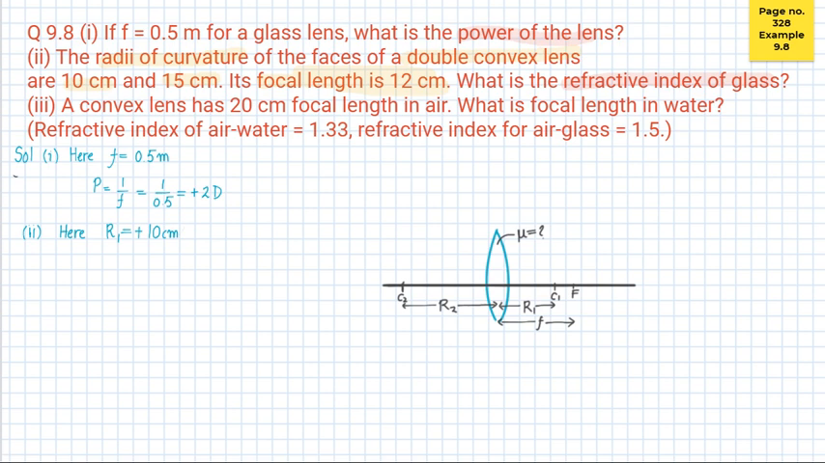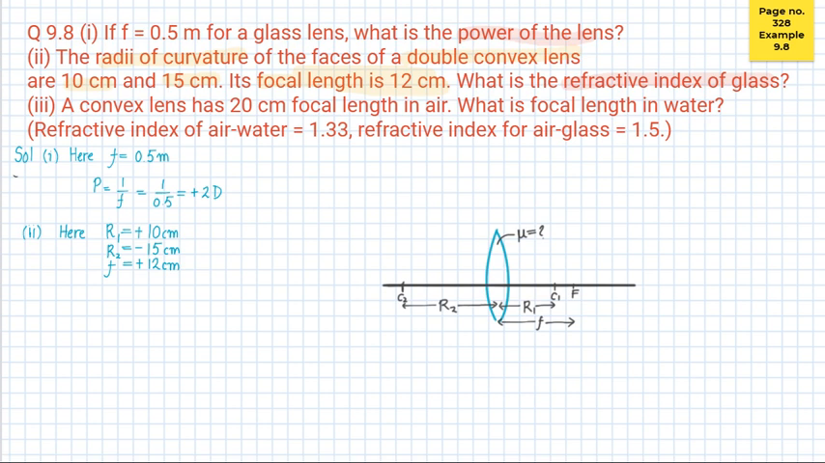Next, how much is your R2? R2 they have given in the question as 15 centimeter. But since it is measured in the opposite direction, it will be minus 15 centimeter. Fine. Apart from this one, they have given the focal length. Focal length is how much? 12 centimeter. Since it is a converging lens, it should be plus 12 centimeter. Fine. So these are the hints given in the question.